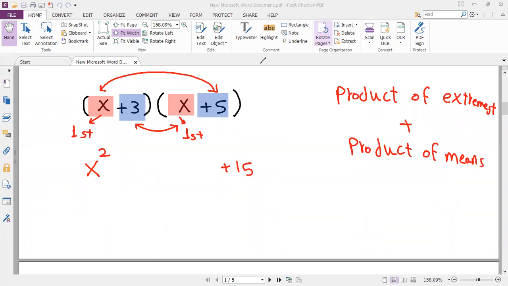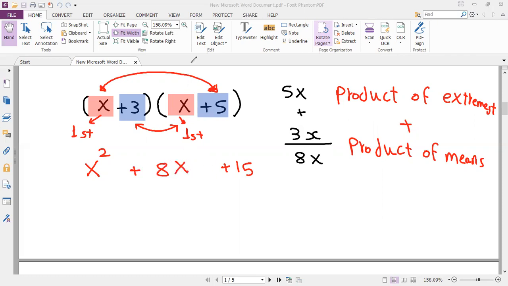What is the meaning of extremes? The extremes are the two terminal terms. They are x and 5. When multiplying x by 5, the product of extremes is 5x. And what is the product of means? The means are the two terms which are in the middle, 3 and x. So multiply them, 3 times x, 3x. Then add the product of extremes to the product of means. 5x plus 3x equals 8x. So I'm going to write here in the middle plus 8x.